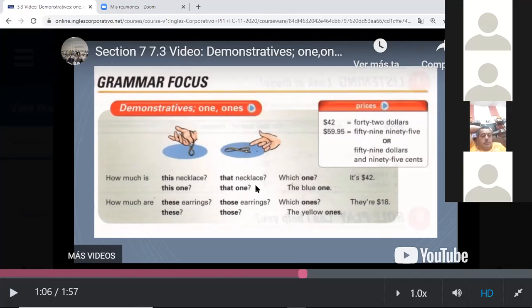Por ejemplo, cuando yo hablo del necklace, se sabe que es uno, ¿sí? Entonces digo, which one? Pero no necesariamente está conectado con this and that, ¿sí? Por lógica, ambos son singulares, ¿verdad? This, that son singulares y one es singular. Pero más que todo el one se usa para cuando usted tiene opciones.